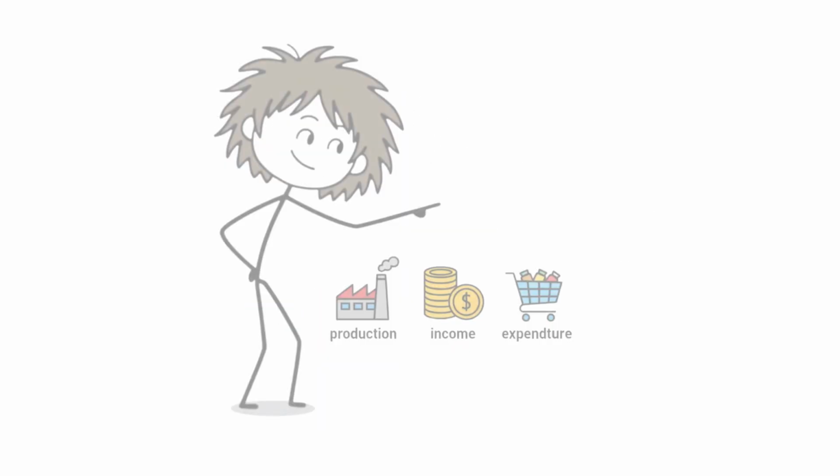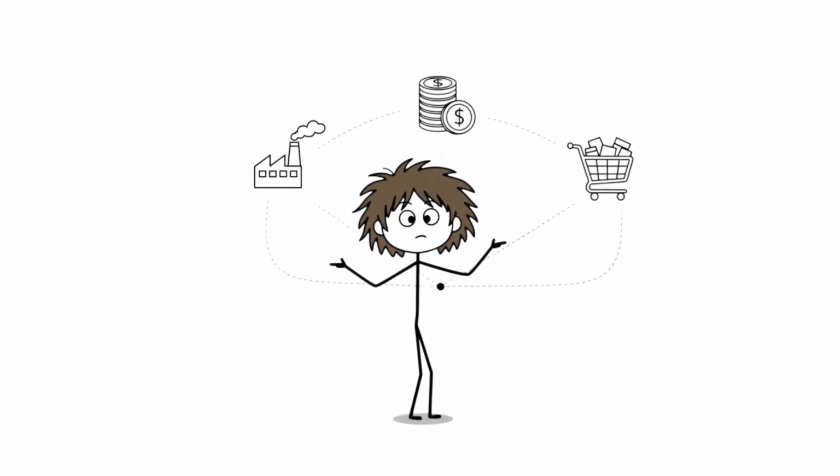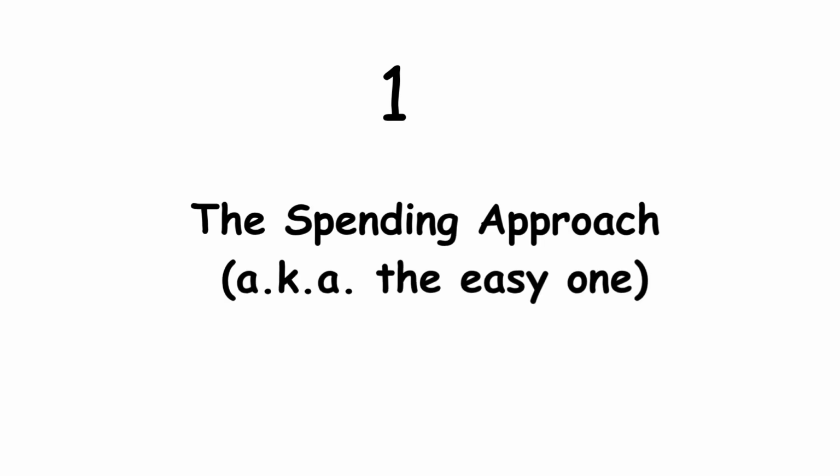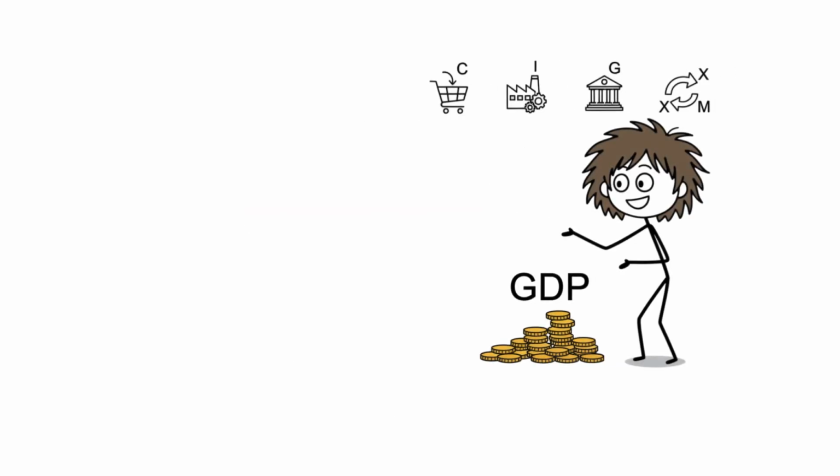Section 3. The three ways to calculate it. Economists have three main methods to calculate GDP. They all lead to the same number, just from different angles. 1. The spending approach, aka the easy one. This one adds up everything people, businesses, and the government spend. The formula looks like this.